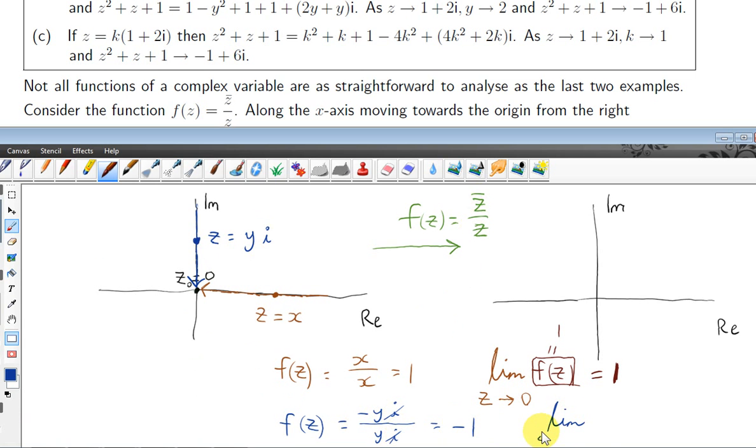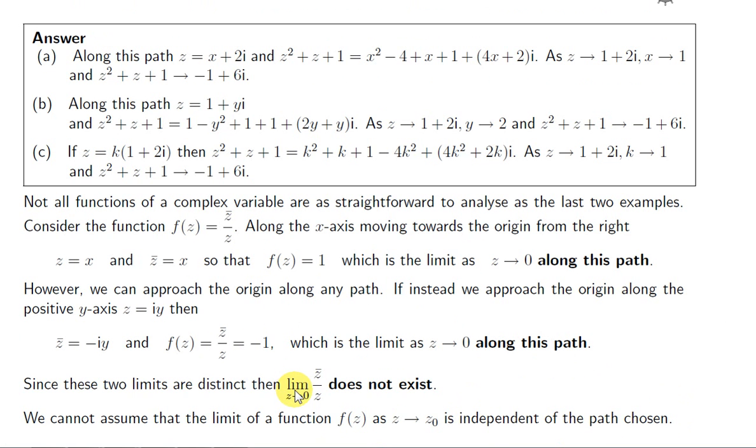So now if we take the limit as z tends towards 0 of f of z along this blue path here, we are going to get the limit as z tends towards 0 of minus 1. Well, the answer is just going to be minus 1. So we get two different values for this limit, depending on which of these paths we take. So in this situation, we say that this limit does not exist. For the limit to exist, it has got to exist along all paths.